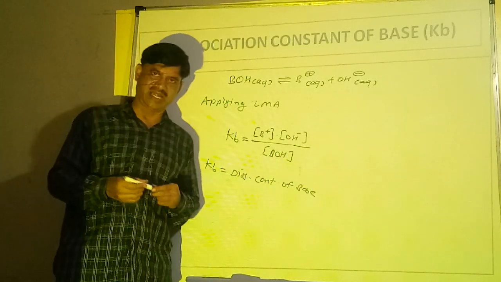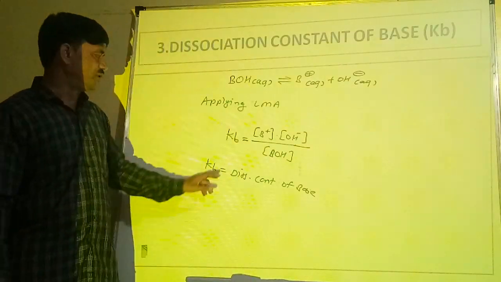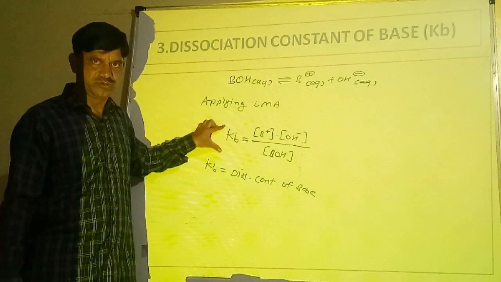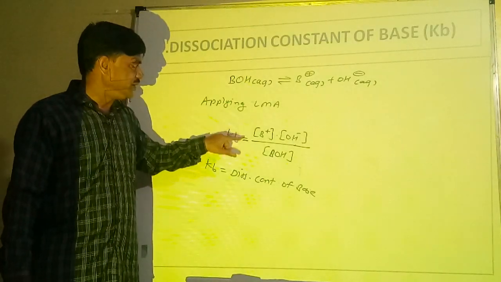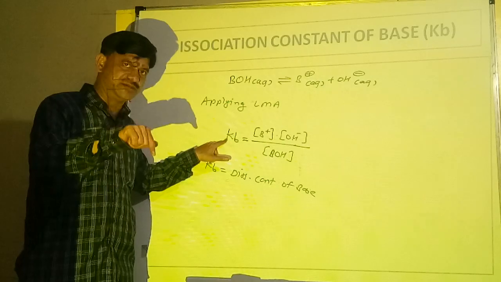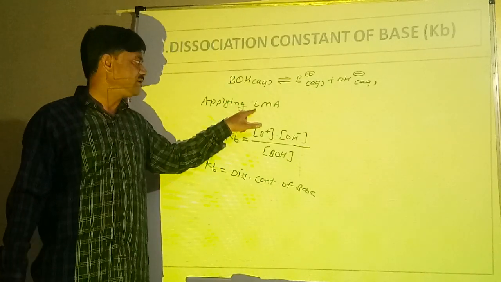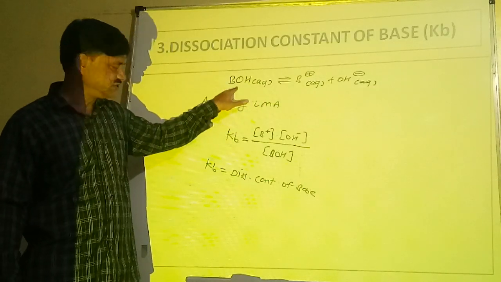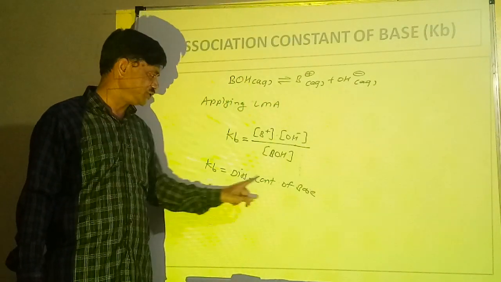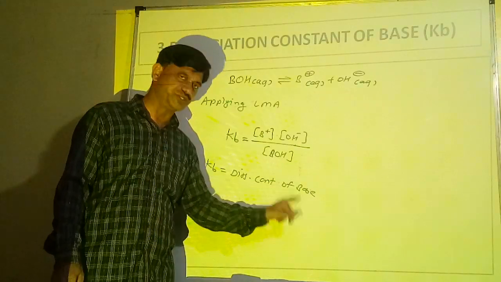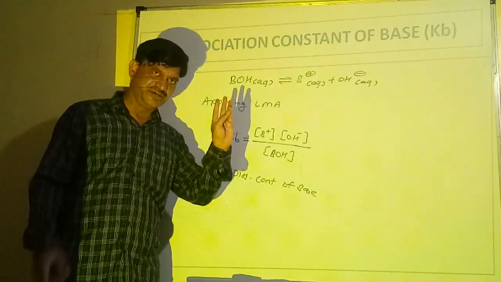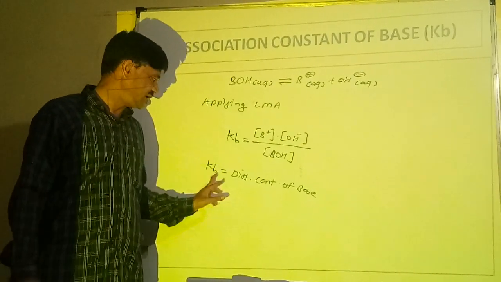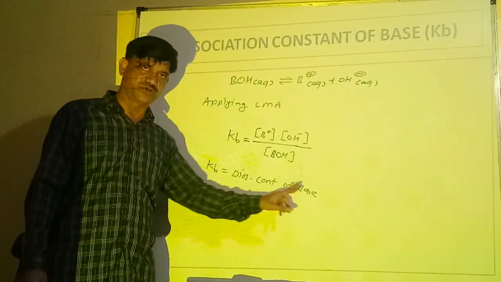So tell me the last definition. What is the dissociation constant of base, denoted on paper by Kb? It is the equilibrium constant obtained by applying the law of mass action to the dissociation equilibrium of base. This is called the dissociation constant of base. So which three terms did we discuss? Alpha, degree of dissociation. Ka, dissociation constant of acid. And what is Kb? Dissociation constant of base.